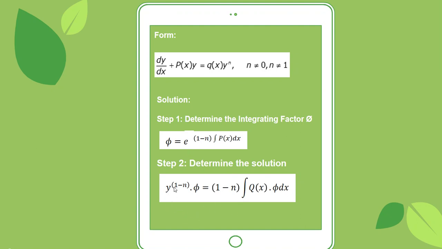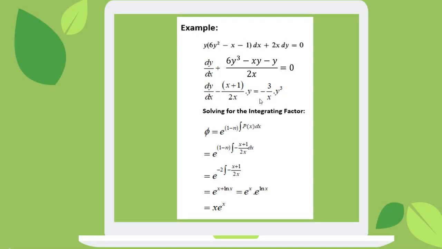You have y raised to 1 minus n. This is your unknown function. You raise it to 1 minus n, n being the exponent of the unknown function on the right side of the DE. Then multiply it to the integrating factor you determined in step 1. Equate it to 1 minus n again, integral of q of x, whatever is the q of x here, times the integrating factor phi.